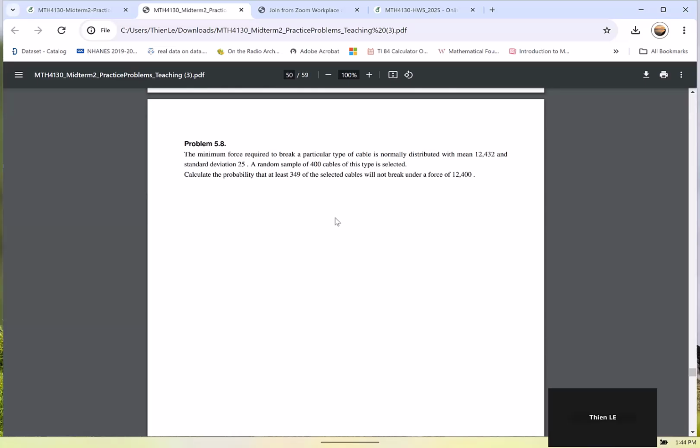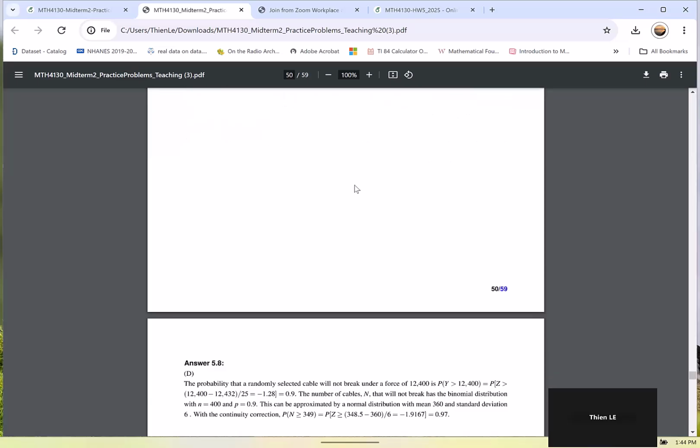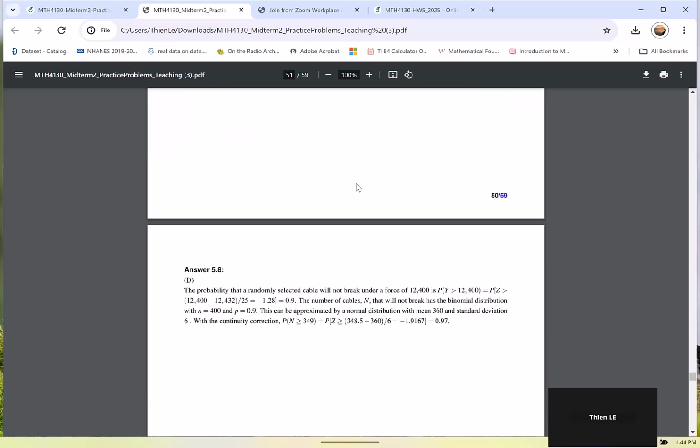So this can be calculated based on the breaking force distribution here, right? And then from that you can use that probability in the binomial distribution, because you look at 400 cables, and each cable will either break or not break. So with that, you can see that the probability that the force is greater than this much will be equal to 0.9, okay? And then the number of cables N that do not break has a binomial distribution with success probability 0.9, okay?